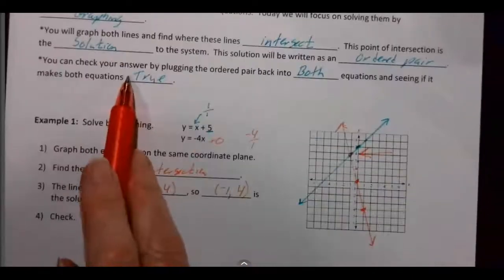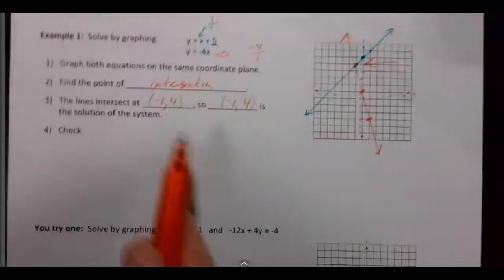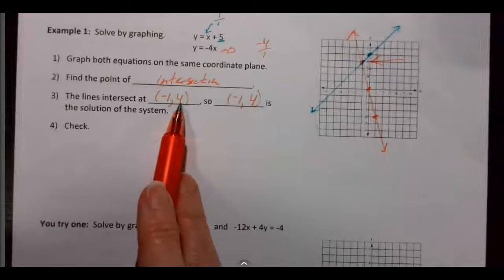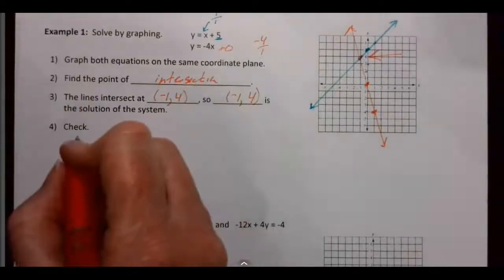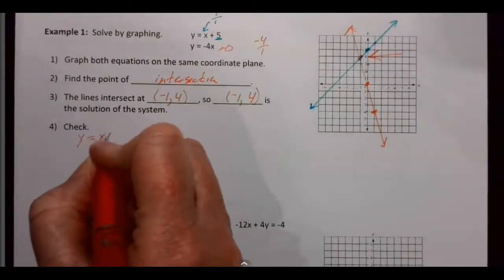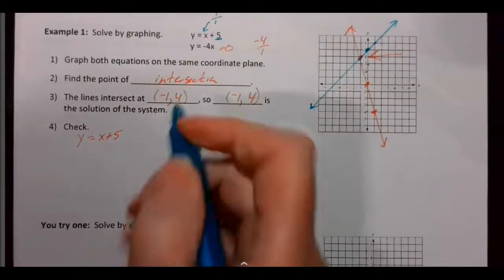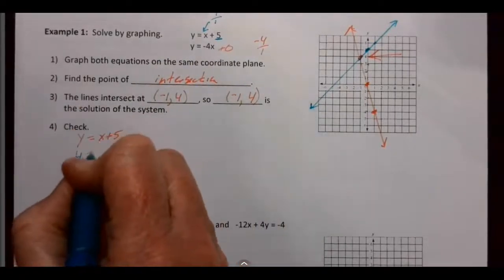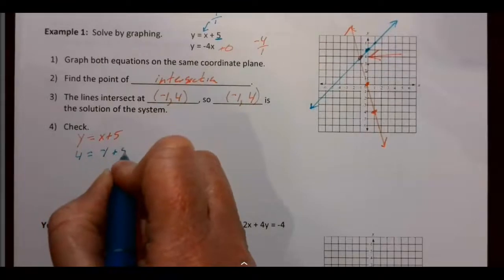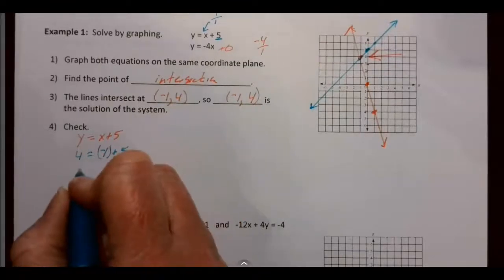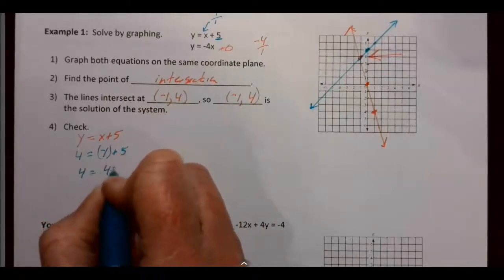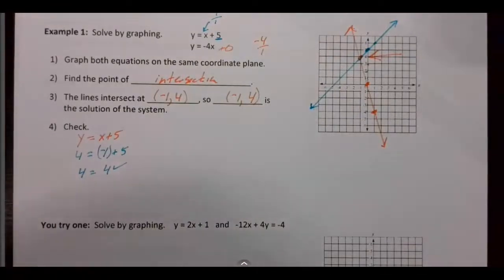Okay, so now we're going to check. And remember, in order to check our answer, we have to see if it works in both of them. So we're going to take the point negative 1, 4 and plug it into both equations. So first I'm going to start off with y is equal to x plus 5. Oops, that's my blue one. So I plug in 4 for y, negative 1 plus 5. So I get 4 is equal to 4. Ta-da! That one works.